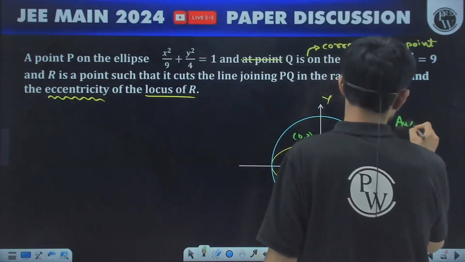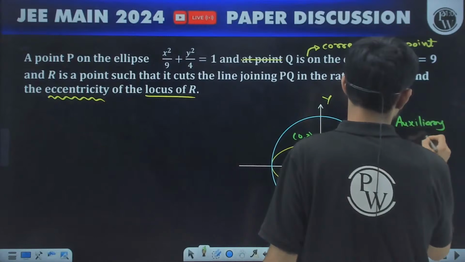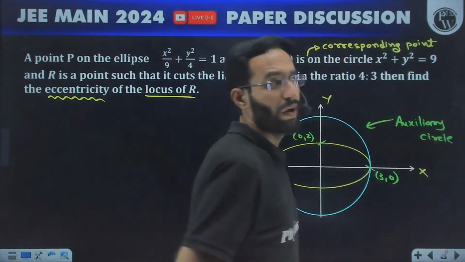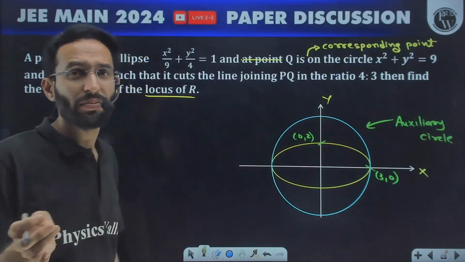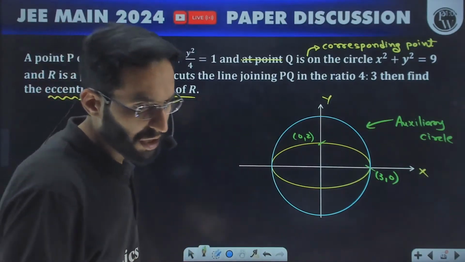Do you know this concept, students? Auxiliary circle. If you know this concept, then you are going to find this easy. How? Let me show you. Because if you don't know this concept, then you won't understand how this Q came into the picture.